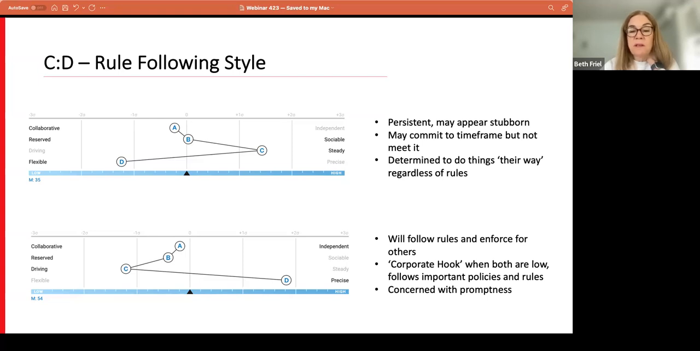Down below, we'll follow the rules and enforce rules for others. You may remember the corporate hook when both C and D are low, but D is higher than C. That's someone who's flexible, but they're going to follow the corporate rules because it's important. Any questions on C and D?